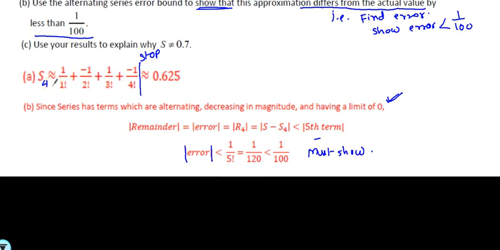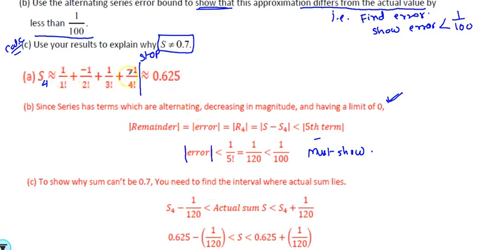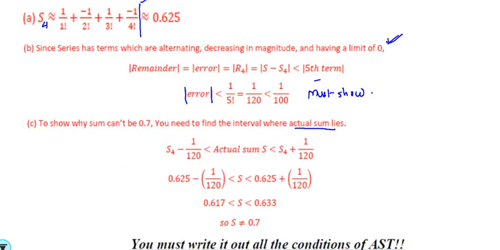Now, part C is where you will need a calculator. Show that the sum cannot be 0.7. C is the only part where you need a calculator, and the purpose of the calculator is to add all these numbers, which gives 0.625. To show why the sum cannot be 0.7, you need to find the interval where the actual sum lies. That's the interval I was talking about on the previous slide. It is the sum of the 4th term minus the error and the sum of the 4th term plus the error. The error is 1 over 120. So S4 minus 1 over 120, S4 plus 1 over 120. That's where my actual sum lies.